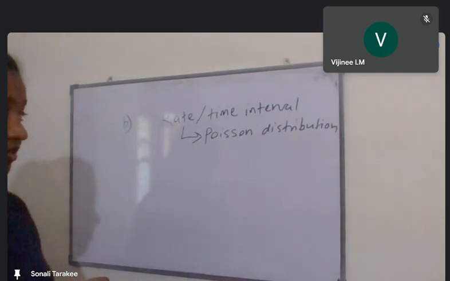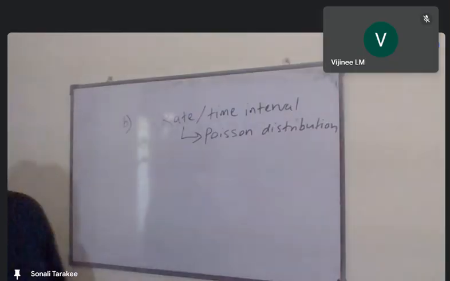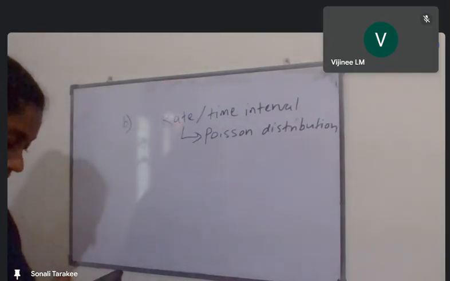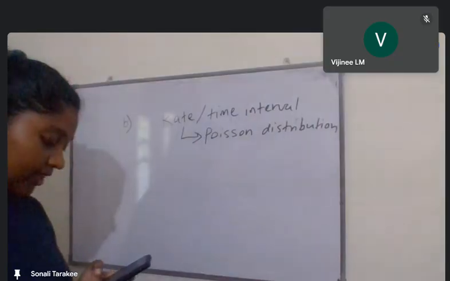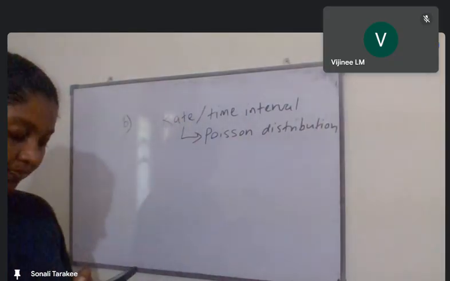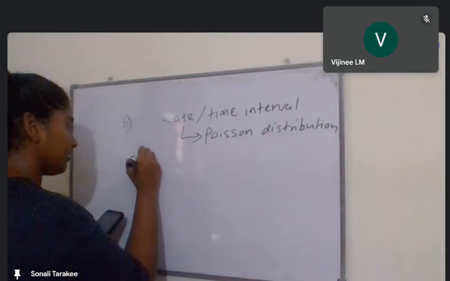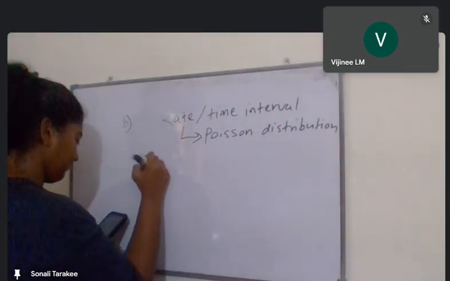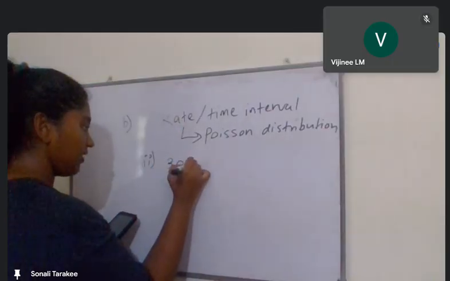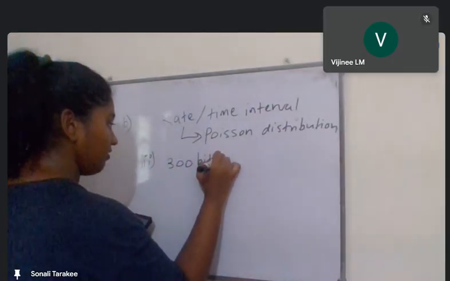Another point is events are independent. Third one, they're asking to find the probability of receiving 10 hits in a given minute. Now they have given for an hour. So 300 hits for 1 hour.